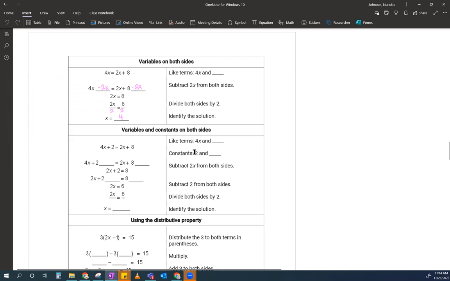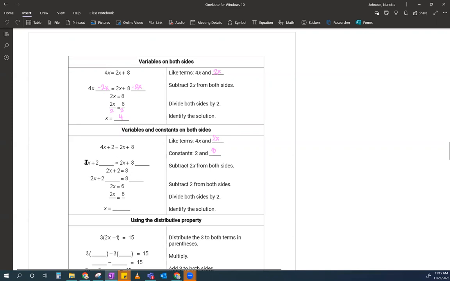Okay. So the like terms in this case are 4x and 2x. And they're like terms because they look the same. Both of them have x's. And the constants in this case are 2 and 8. Constant means number without x. But if you think about what a constant is, it doesn't change. So if you think about 2x, it changes depending on what you put in for x, that value will change. Here, I don't care what x is. 2 is 2 and 8 is 8.